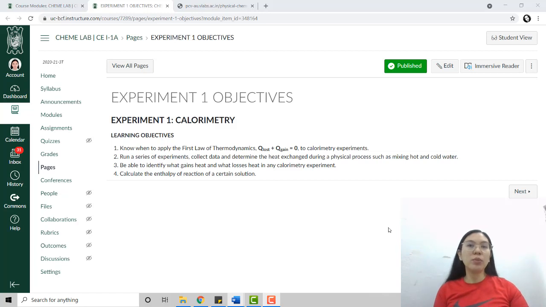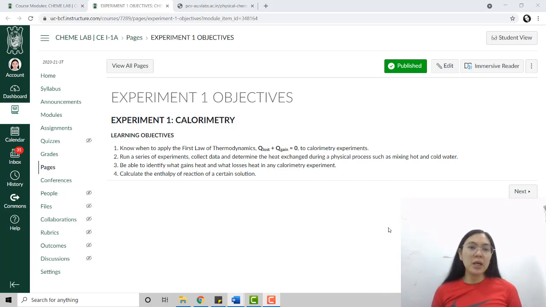And today we will be performing the first experiment, which is entitled calorimetry. But before that, I will be performing a simulation video for you. Afterwards, I'll be providing you a link wherein you could perform the experiment on your own. And of course, it will come with an activity that you would need to answer in order for us to assess if you achieved the learning objectives of the first experiment.